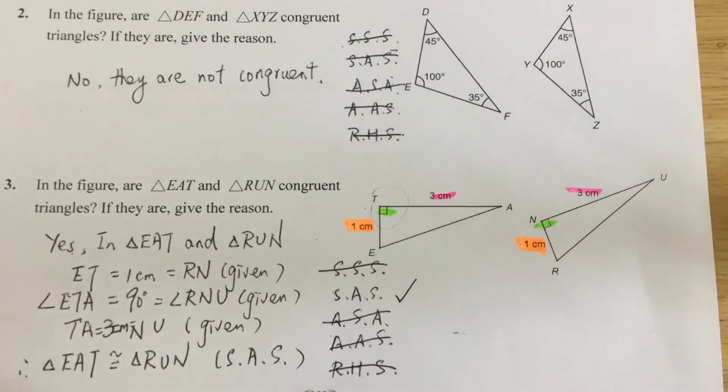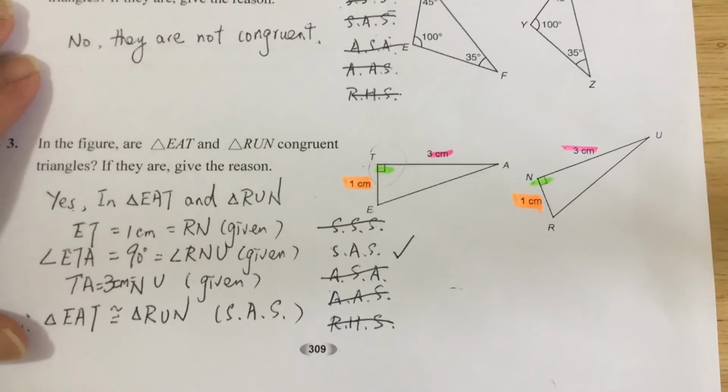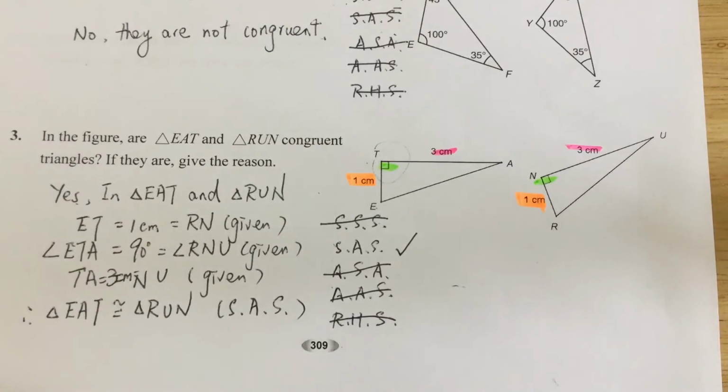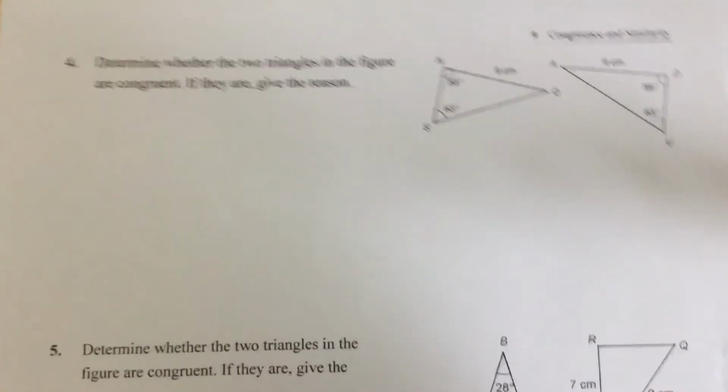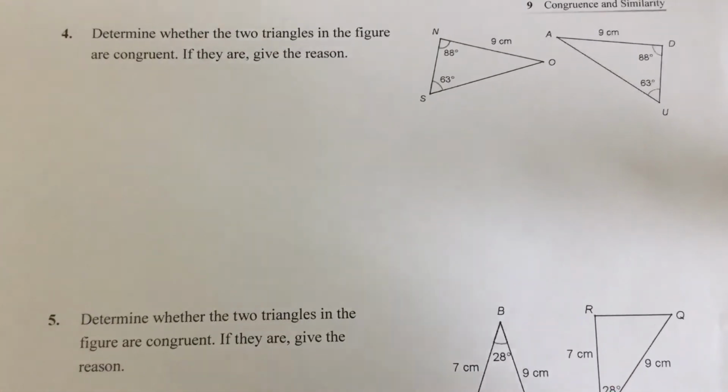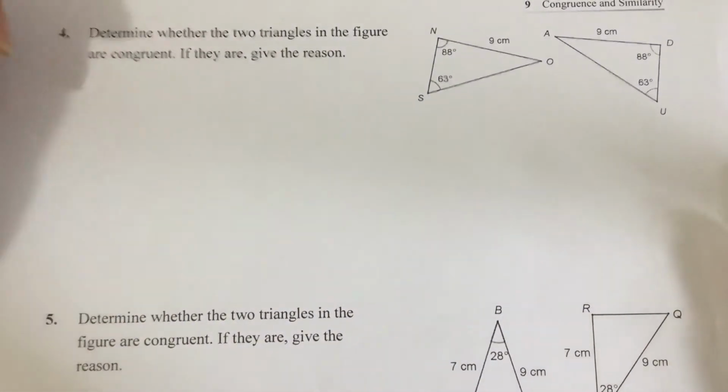And then we will go to the question 4 after 10 seconds. Okay, now we will do the question 4 to question 6. Now look at the question 4. Determine whether the two triangles in the figure are congruent. If they are, give the reason.